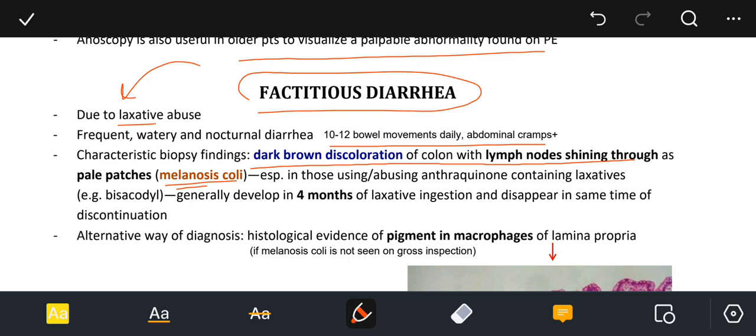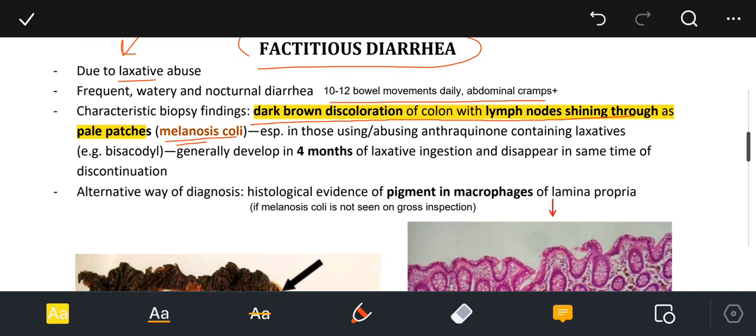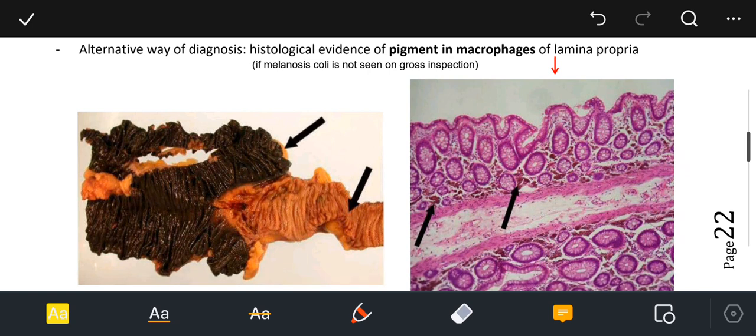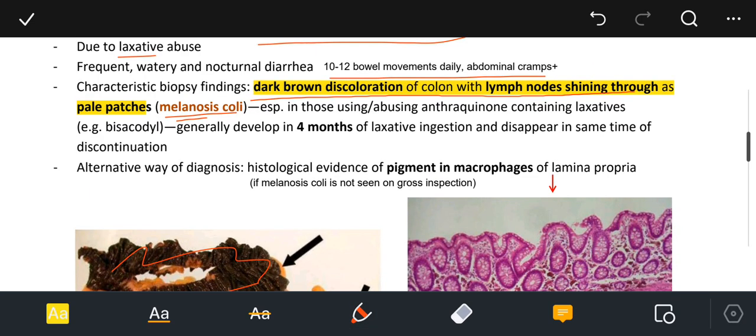So how does it look? There will be dark brown discoloration of the colon with lymph nodes shining through as pale patches. I guess they have shown a picture over here. This is melanosis coli, and I cannot see the shining lymph nodes, but this is the darkness you can see. This is melanosis coli, especially in those using or abusing anthraquinone-containing laxatives, for example bisacodyl, generally developing in 4 months of laxative ingestion and disappearing in the same time after discontinuation.